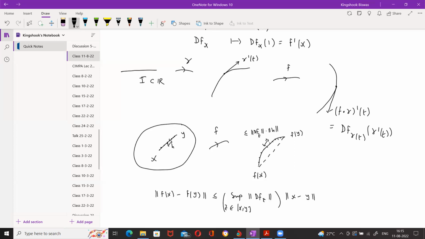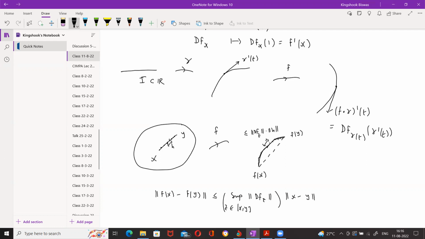So now when I sum over the partitions, I'll get that norm f(x) minus f(y) is less than or equal to, by the triangle inequality, the sum of these lengths between points in the partition. And each of these lengths is less than norm h times norm df(z), right? And because f is C1, this norm df(z) is bounded on this compact interval from x to y. So I can bound it by the supremum of norm df(z). And then when I sum over these norm h, I'll just get the length of the interval from x to y, which is norm x minus y. Okay, so does this make sense?